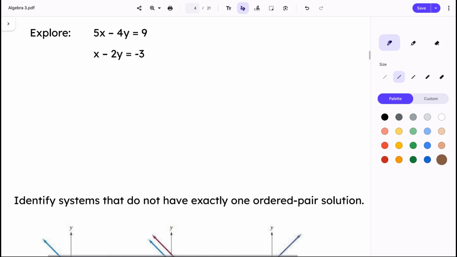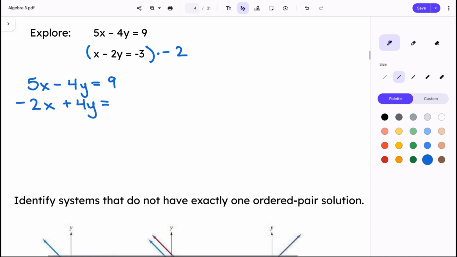Do we have an answer out there? Something you feel good about? No? What letter did you get rid of first, x or y? Y? What did you do to get rid of your y's, Breck? At the bottom, but negative 2. Okay. So if we multiply the bottom equation by negative 2, it should say negative 2x plus 4y equals 6.